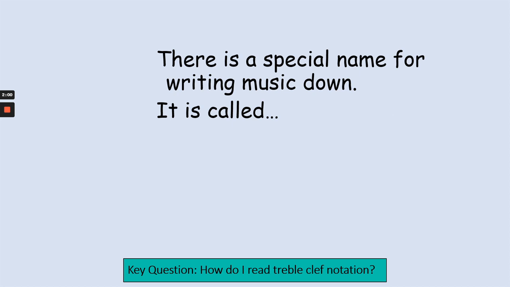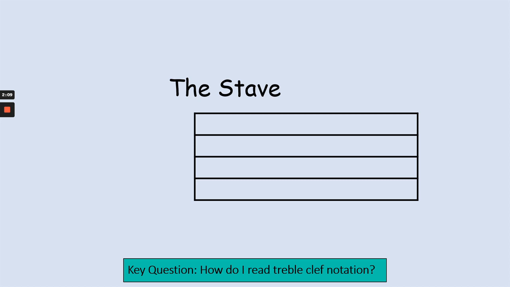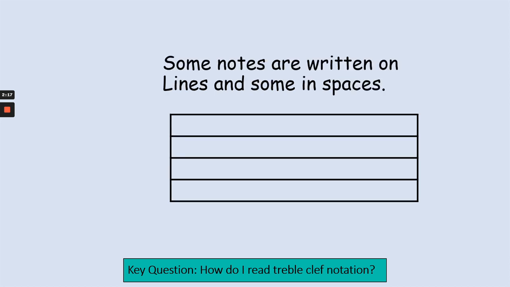There is a special name for writing music down. It is called musical notation. So the stave are the 5 lines that you can see going horizontal across the length of the page. Some notes are written on lines and some are in spaces. So this note here is in a space. I know that because the circle is the note. The circle has a line above it and below it. So it is sat in a space in between the lines.